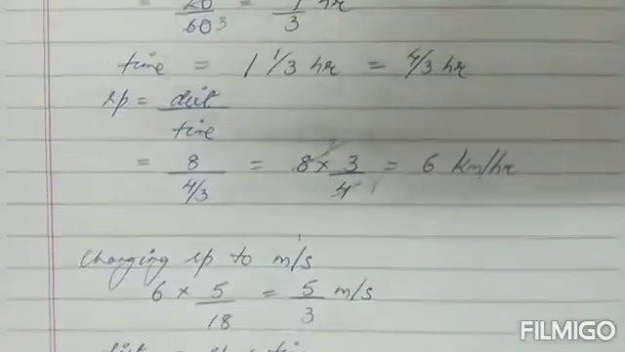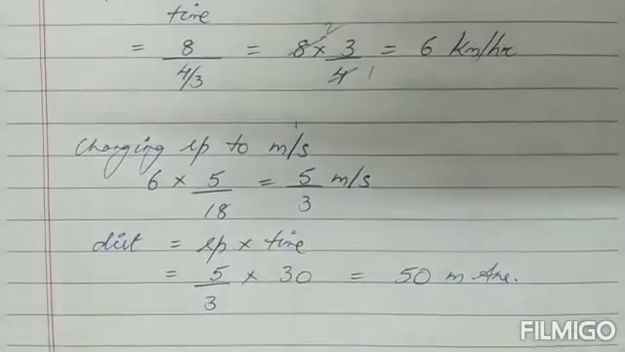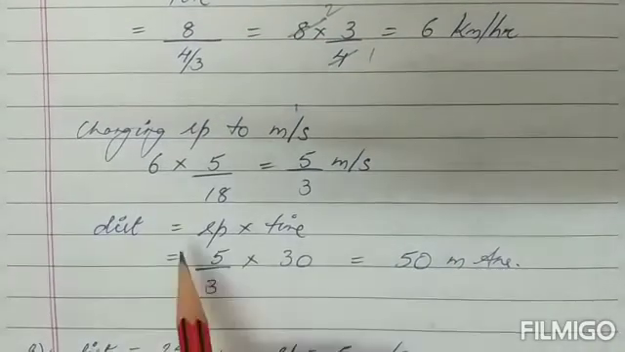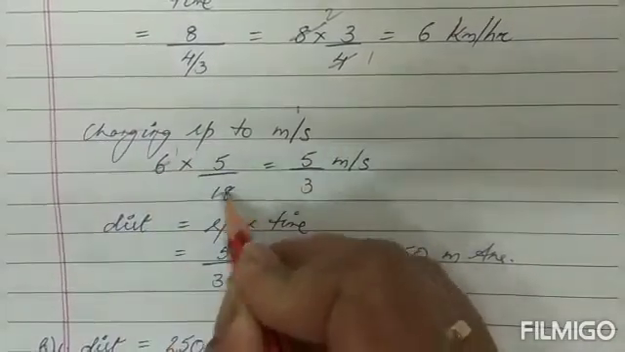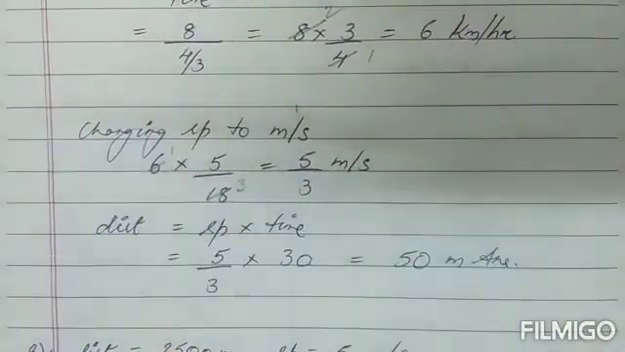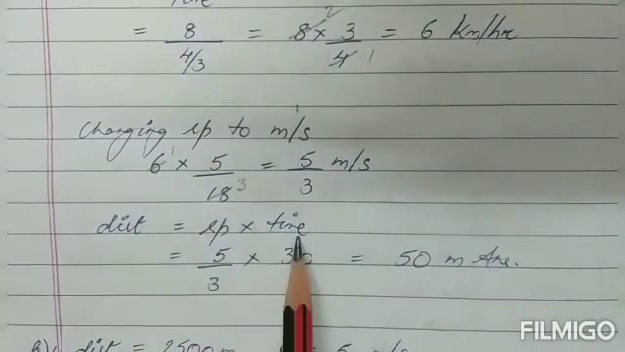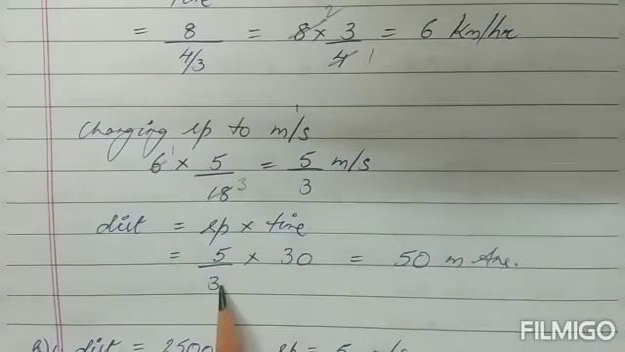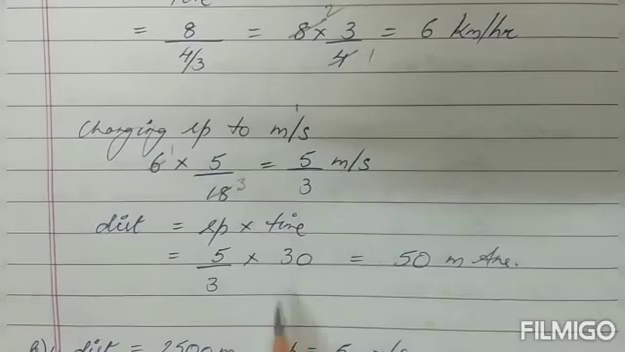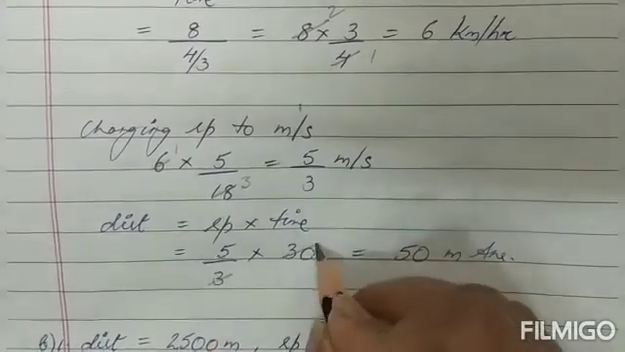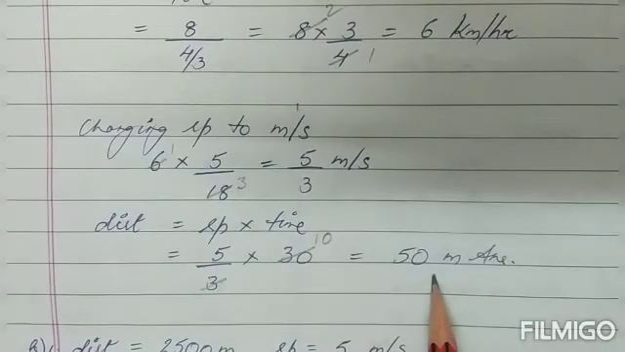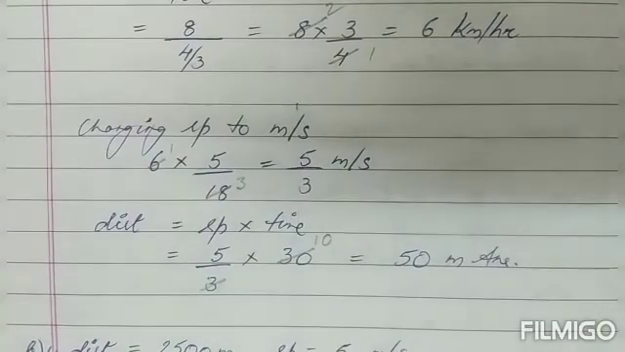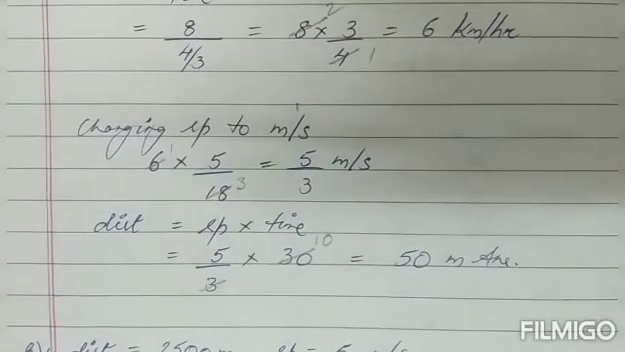And now changing it into meters per second. So 6 into 5 upon 18 will give you 5 upon 3. 6 ones and 6 threes are. So 5 upon 3. And distance is speed into time. So speed is 5 upon 3 and into time is 30. So you can reduce it and you get the answer as 50 meters. So this is the second part of the A subpart.